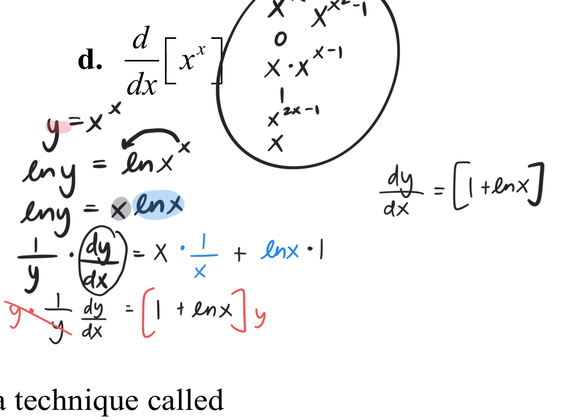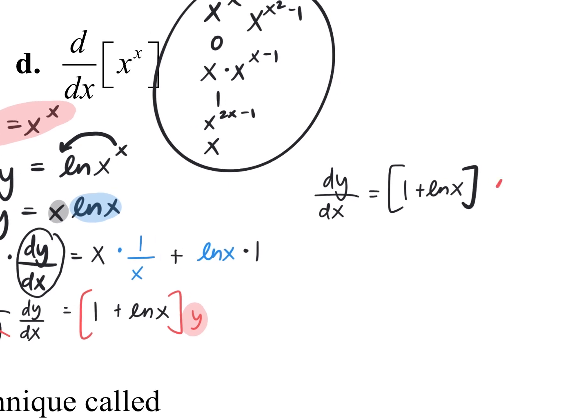y equals x to the x, right? So for y, instead of writing y, because I want this derivative with relation to x, I'm going to write times x to the x here. So the derivative of this function, x to the x power, is actually 1 plus the natural log of x times x to the x power.